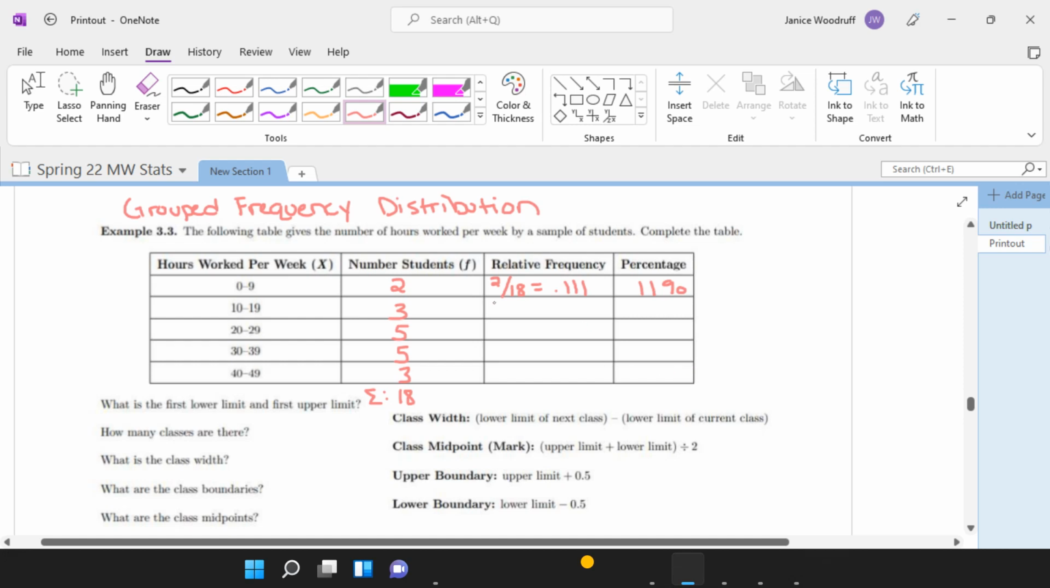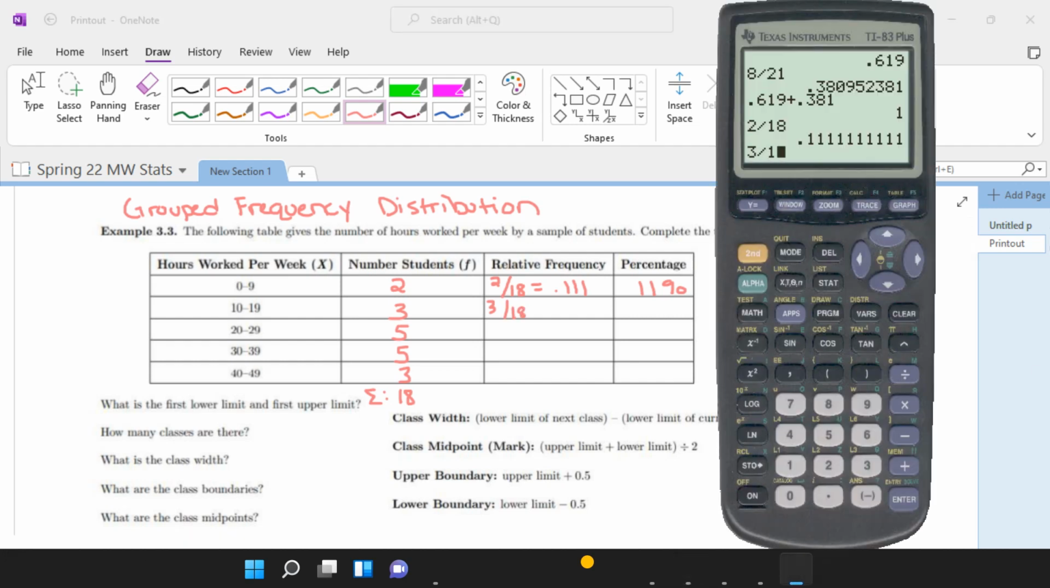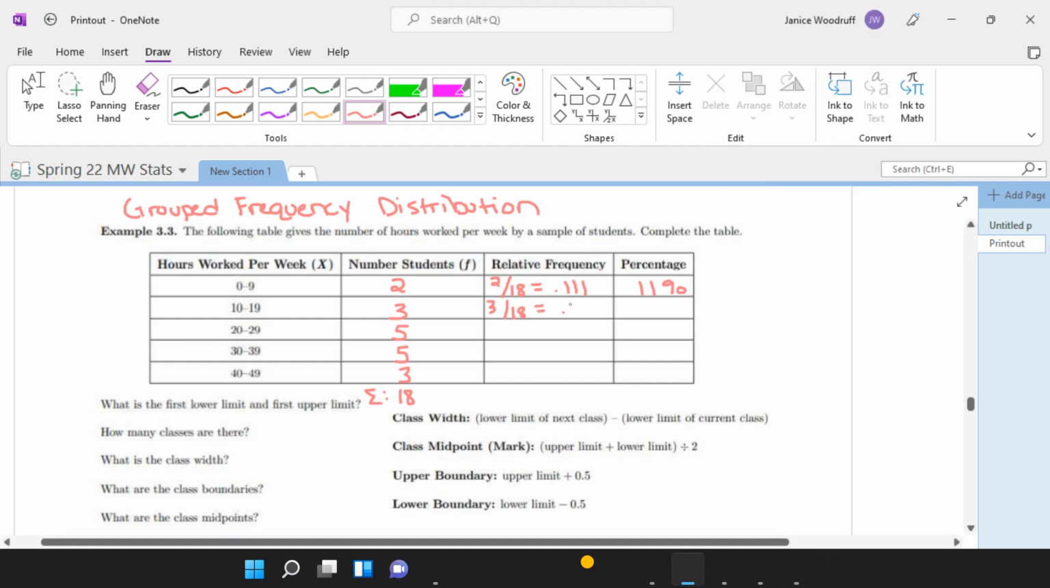Then you have 3 out of 18, for 10 to 19 hours. So 3 out of 18, we're going to get 0.166 repeating, so 0.167. If I move that 2 places over, that would be 16.7%. So I'm going to round that up to 17%. Then we have 5 out of 18 for 20 to 29 hours.